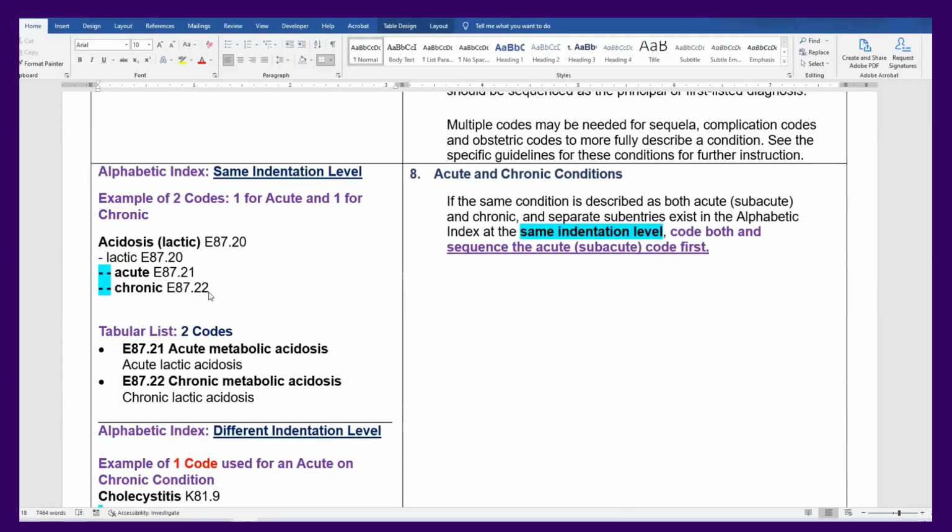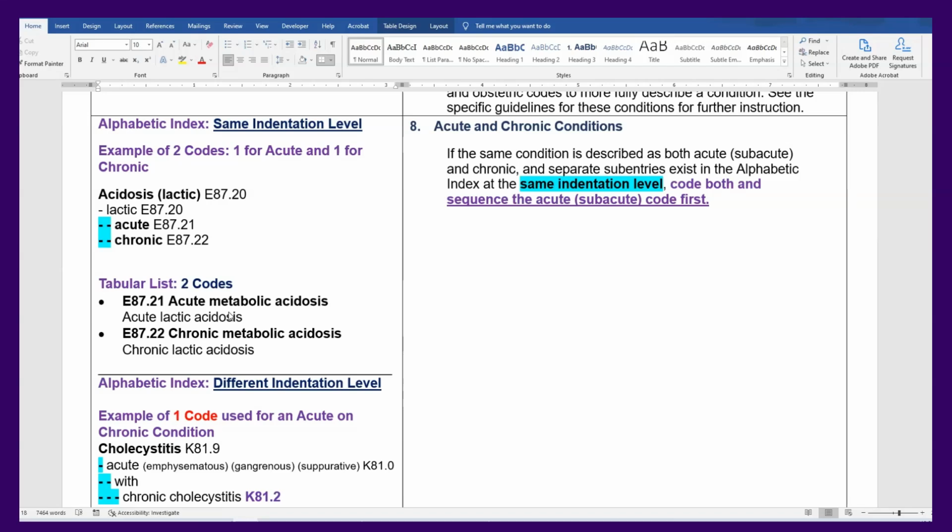Which means we have 2 different codes for that. In this case, acute lactic acidosis is going to be its own code, and chronic lactic acidosis is going to be its own code. We will likely not have a combination code for this because they are at the same indentation level, which means they are standalone codes. Okay, now we always check in the tabular to be sure. Again, I keep going back to that, but it's very important.